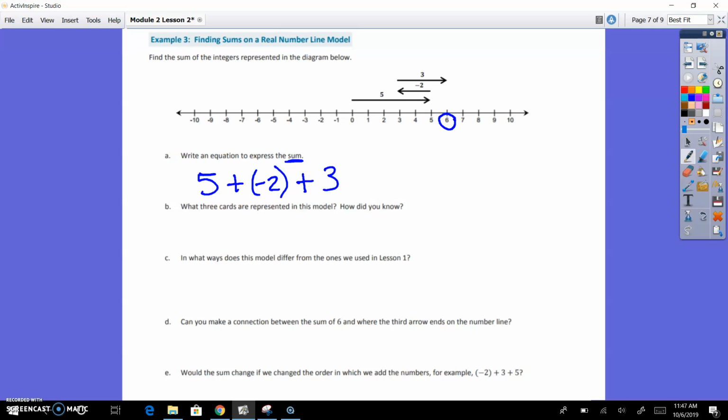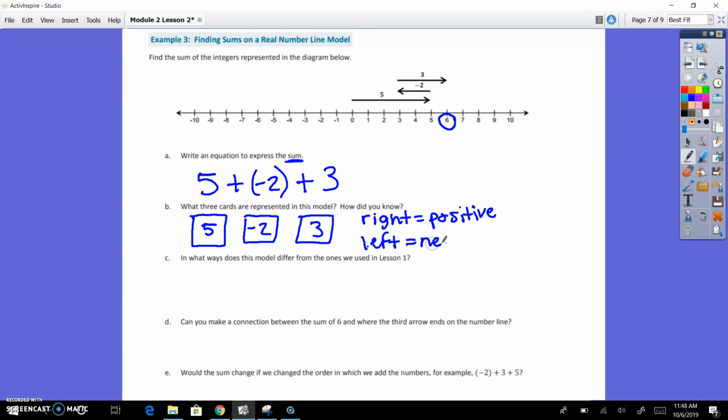What 3 cards are represented in this model? If it was cards, we would say 5, -2, and 3 would be the cards. How do you know? Right equals positive, left equals negative, and I can see which directions they're going in. Or counting up and counting down.